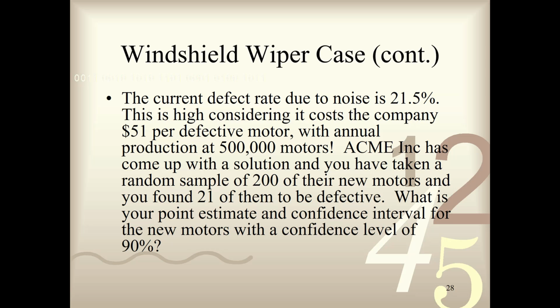Acme Inc. has come up with a solution. You have taken a random sample of 200 of the new motors and found 21 of them to be defective. So notice 21 out of 200. That's something that can be calculated into a proportion. What is your point estimate and confidence interval for the new motors with a confidence level of 90%? So basically, with 90% confidence, where should my population proportion fall if my sample gave me 21 out of 200?